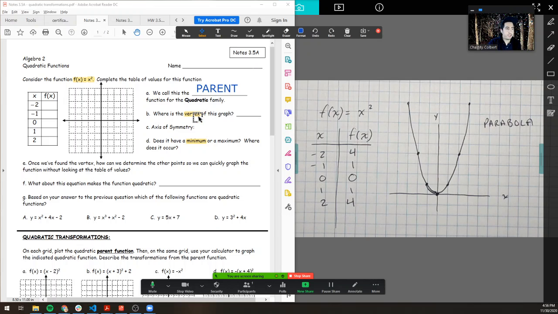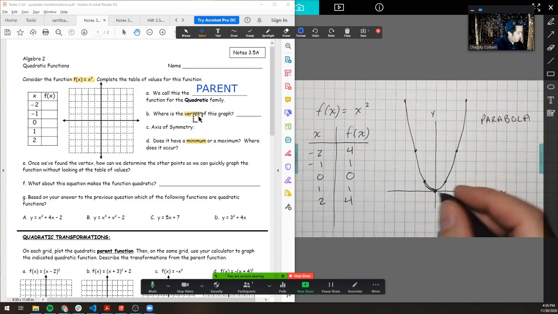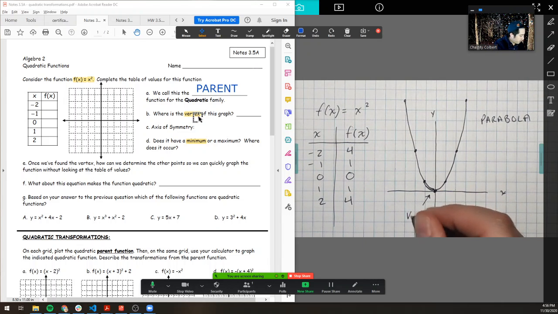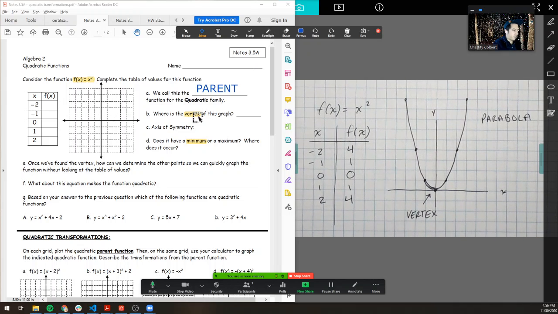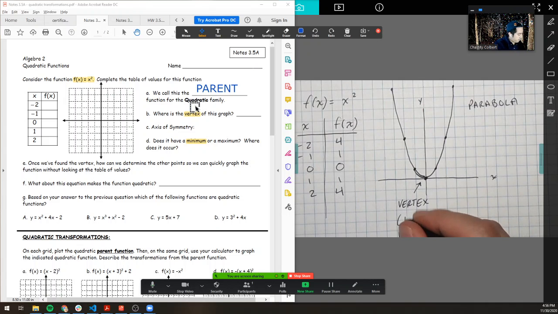What is the vertex of this graph? So the vertex, again, is the highest or lowest part of the quadratic, of the parabola. So here, this is the vertex. That's the vertex. It's also called the minimum or maximum, depending on whether the graph opens up or down. This graph opens up, so there's a minimum. The vertex here is also the minimum.